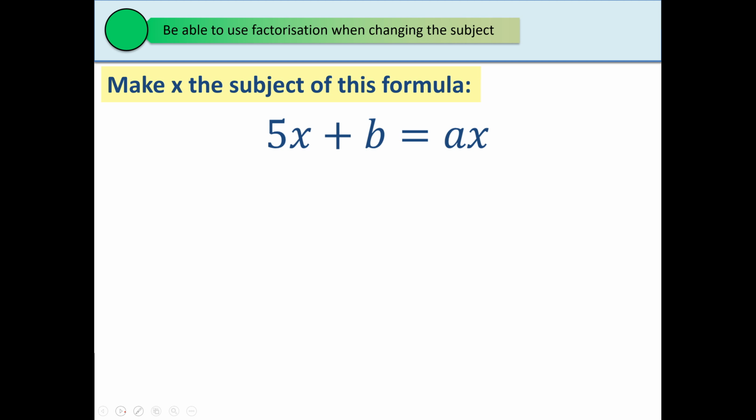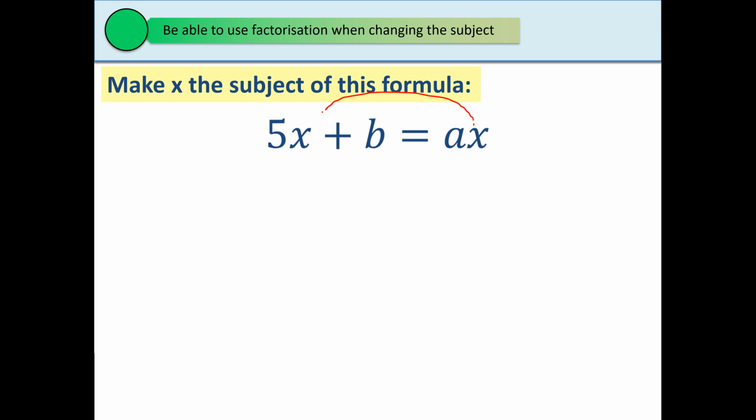Let's have a go at another example where we have to make x the subject by factorising. Now in this example we can see on the left hand side we have an x, on the right hand side we have another x. Now we have two x's on two sides. Think about a river, and we have two people on two sides and they need to meet each other. So what we need to do is get one of the x's and bring it to the other side.